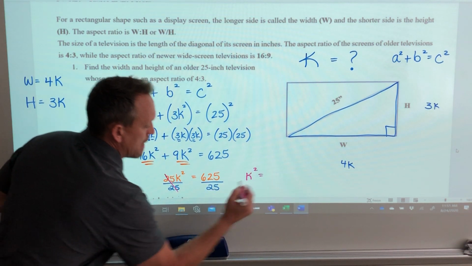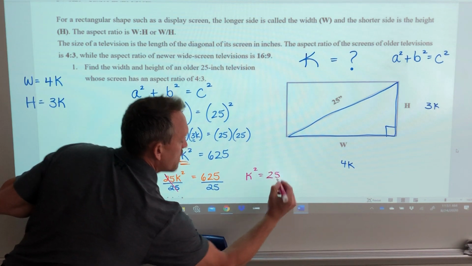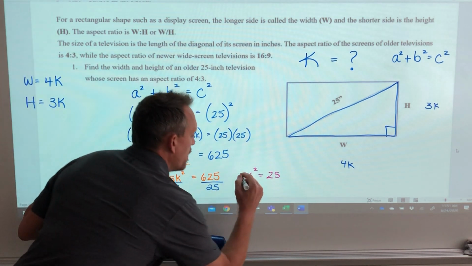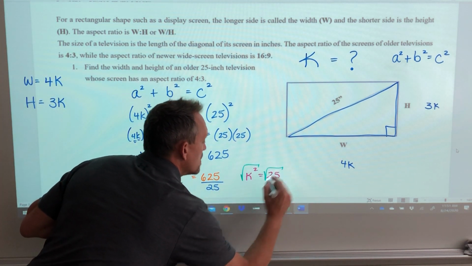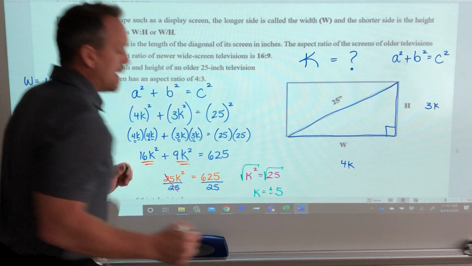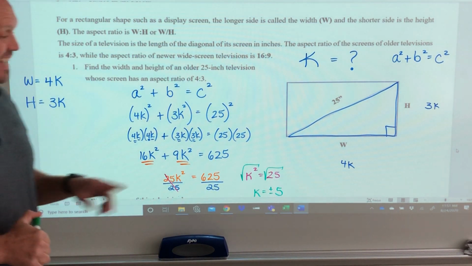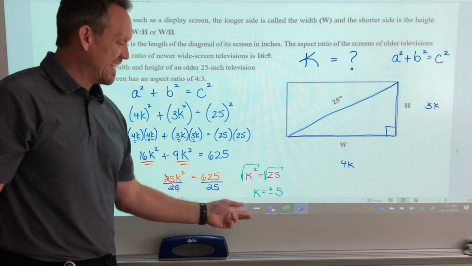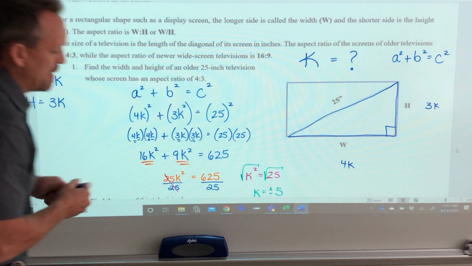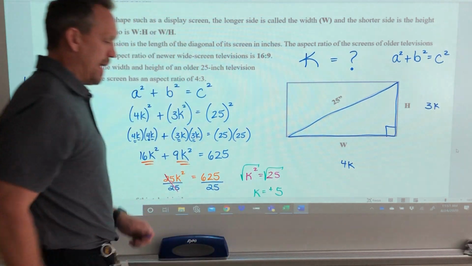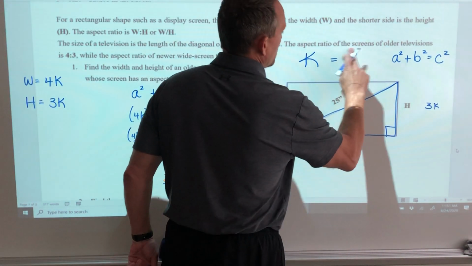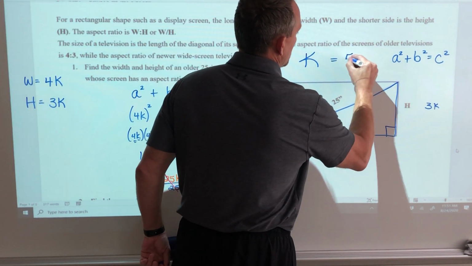$625 divided by 25 is 25. We take the square root of both sides. K equals positive and negative 5. Since K is a length, it can't be negative. It has to be positive. So our K value is equal to 5.